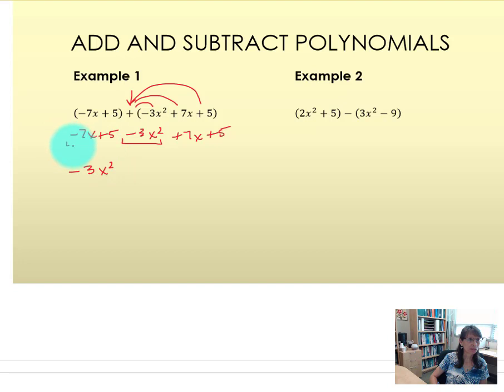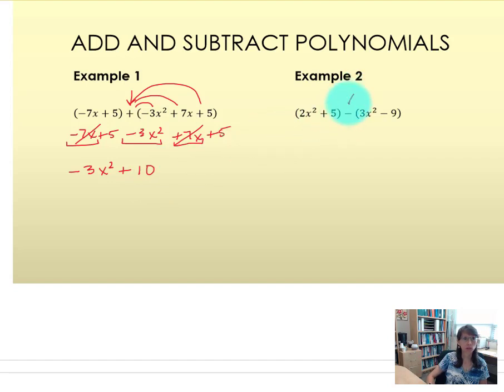Next, I'll look for my first degree terms. I've got a negative 7x and a positive 7x. Well, negative 7 added to 7 is 0, so I don't have any first degree term remaining. That leaves positive 5 plus 5, that would make plus 10. And there we have added our polynomials. Notice the final answer is written from the highest powered term to the lowest.